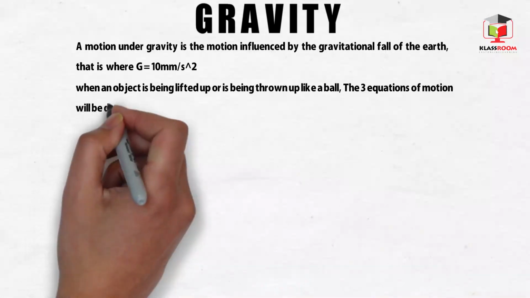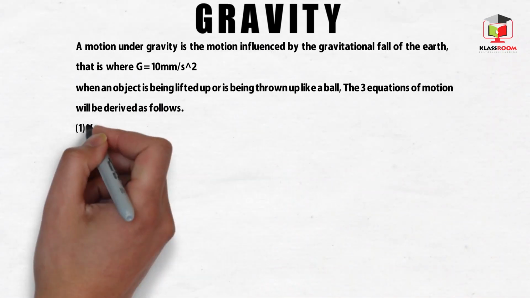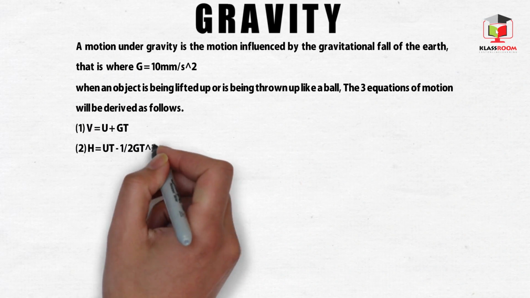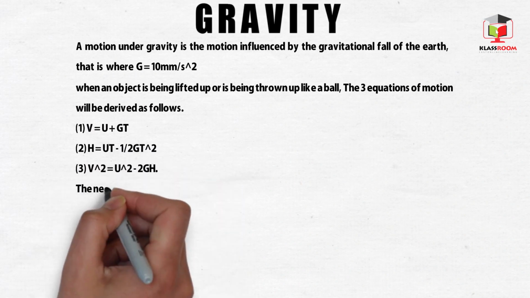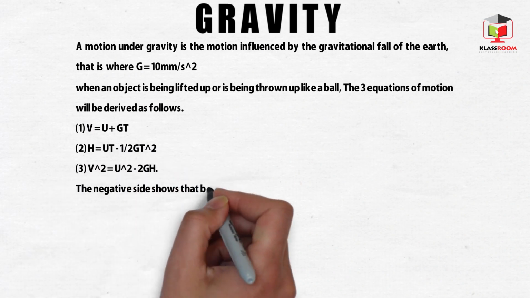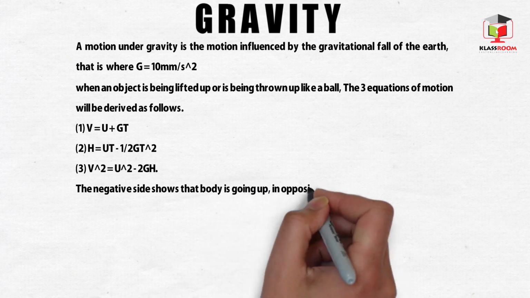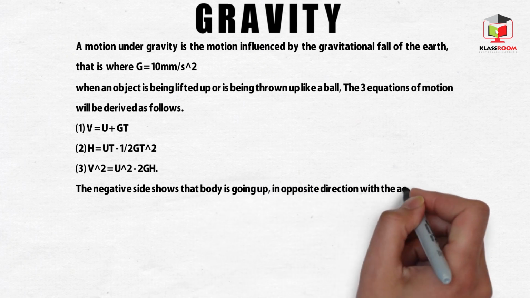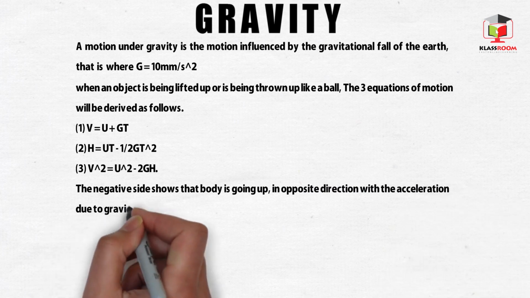1. V equals u minus gt. 2. H equals ut minus half gt squared. 3. V squared equals u squared minus 2gh. The negative sign shows that the body is going up in opposite direction with acceleration due to gravity of free fall.